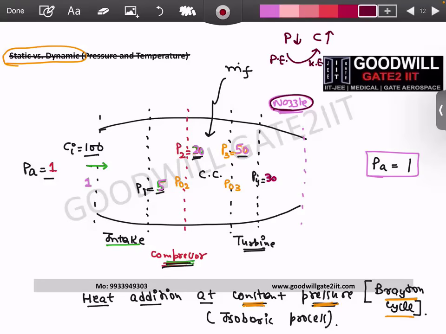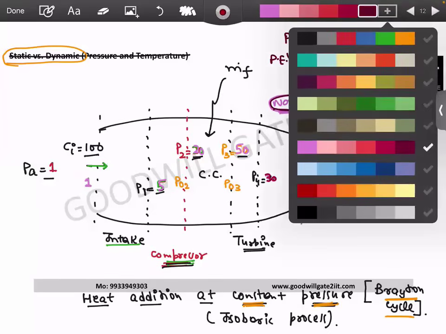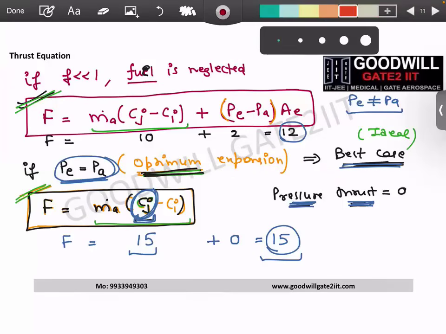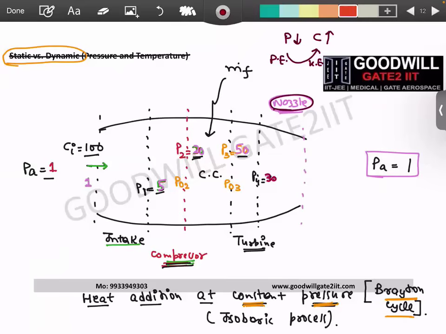You know, energy can be converted from one form to another, right? And why do you want to convert it? Guys, you want more thrust. Thrust means I want high Cj. What will I do with high pressure? I cannot do anything with high pressure. I want high velocity. So the nozzle will eventually convert your high pressure to high kinetic energy.